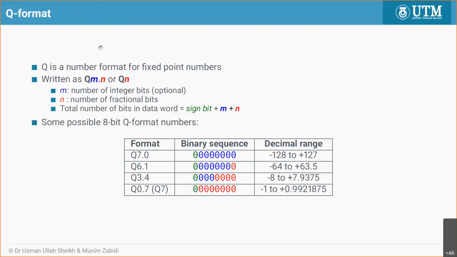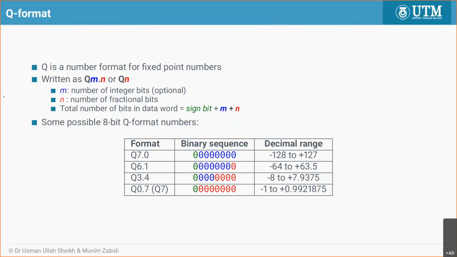So the fixed point format has a name called the Q format. It's a number format for fixed point numbers, written as Qm.n or just Qn. m is the number of integer bits, and is optional. When you see Q and a number only without the dot, it's only the fraction part. So you can have Qm.n or Qn only. Qn is only the fraction with no integer, and the total number of bits is the sign bit plus the integer bits plus the n bits. These are some examples in the Q format.